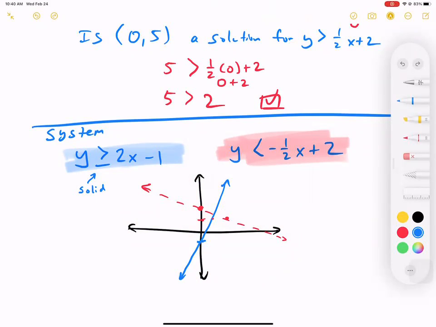Now, let's look at the first one. Y is greater than 2x minus 1. So for the blue line, I'm going to draw an arrow above here. Watch. Y is greater and y is greater. Do you guys see that I captured the two sections? I captured the top and I captured the bottom. Okay? That's it. Just draw two arrows.